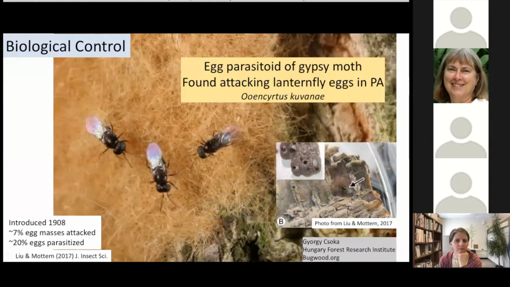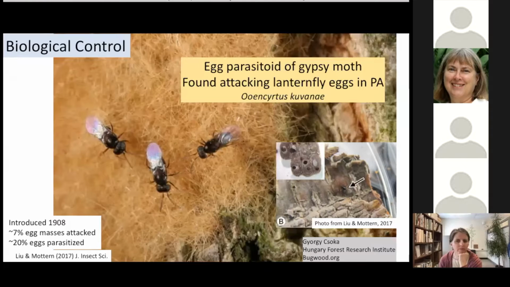I think the greater hope that I have is for biological control. One that is actually present and somewhat active is this one. It's a little egg parasitoid. It's a tiny wasp that parasitizes the eggs of lanternflies. Its actual primary target was gypsy moth, but it was found moving over from gypsy moth to lanternflies. It isn't highly effective, but it is taking out at least some of the population.